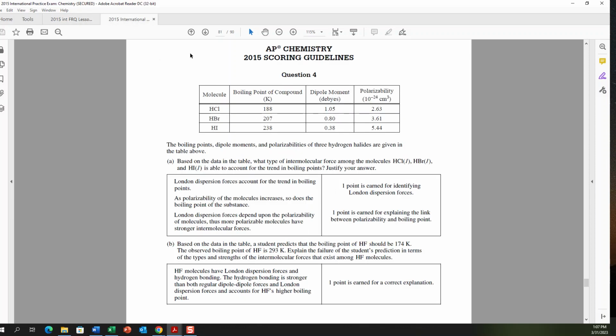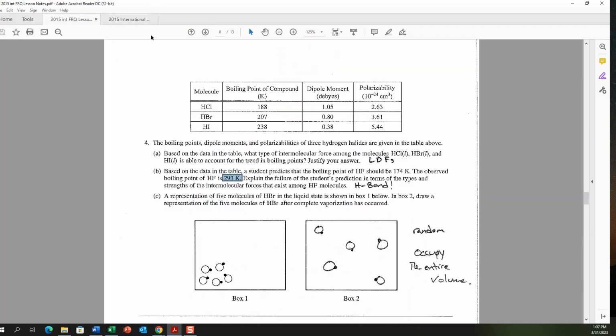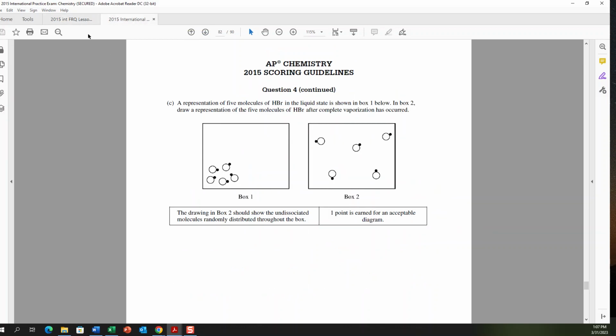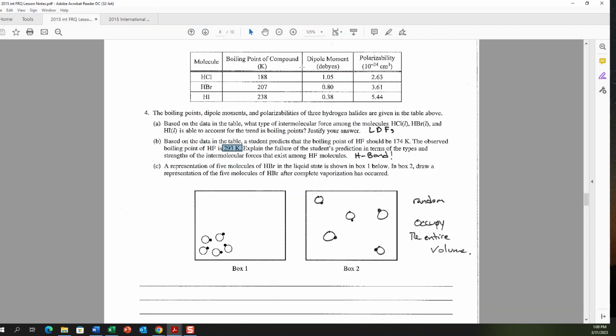All right, let's see what their scoring guide did. Yeah, there we go. Pretty. How did mine go? Almost. Pretty close. All right. Maybe I work for College Board. All right, so that's question 4. Let's go to question 5.